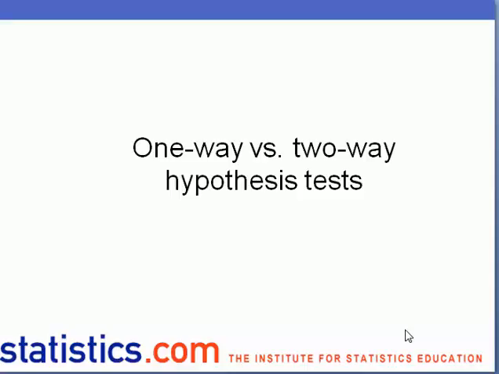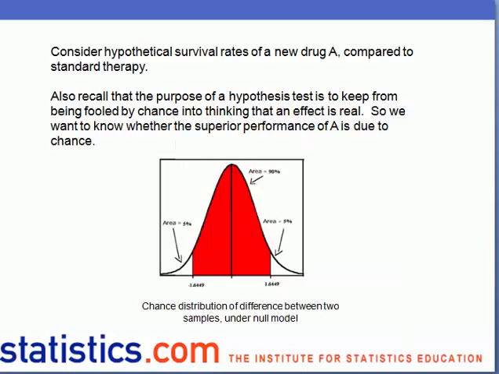One subject that often confuses people is whether to do a one-way or a two-way hypothesis test. In other words, when we're counting extreme results in a resampling test, do we count extreme results in both directions or just in one direction?